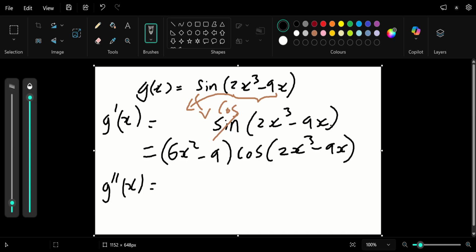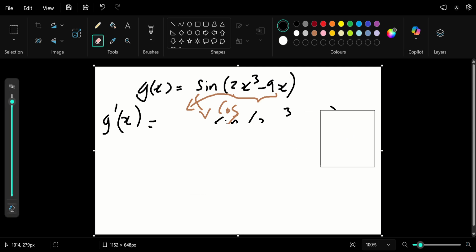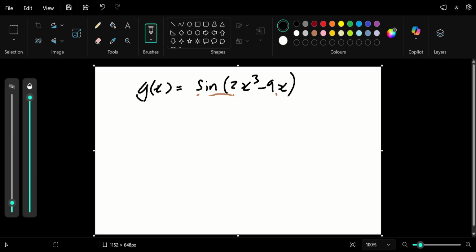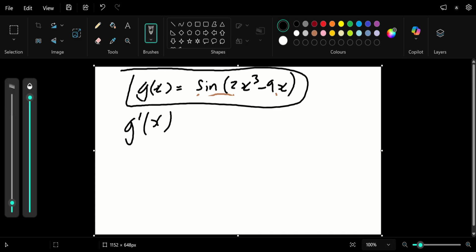You can pause the video and try for yourself. Coming back to the problem, let's approach it together. So we know that this is g of x, and g dash of x was stated to be 6x squared minus 9, cos of 2x cubed minus 9x.